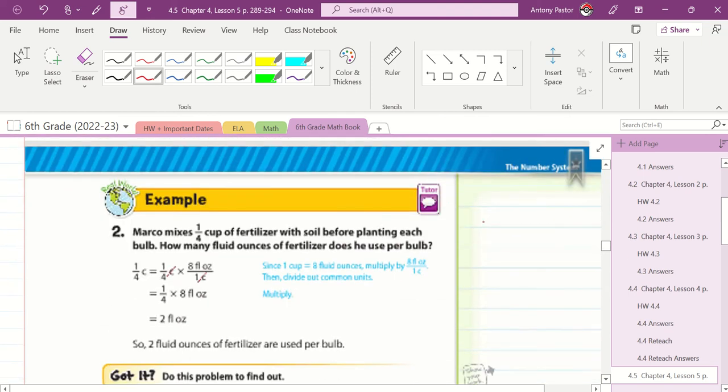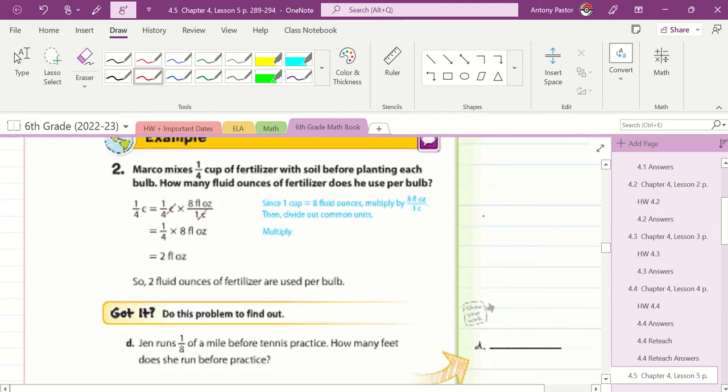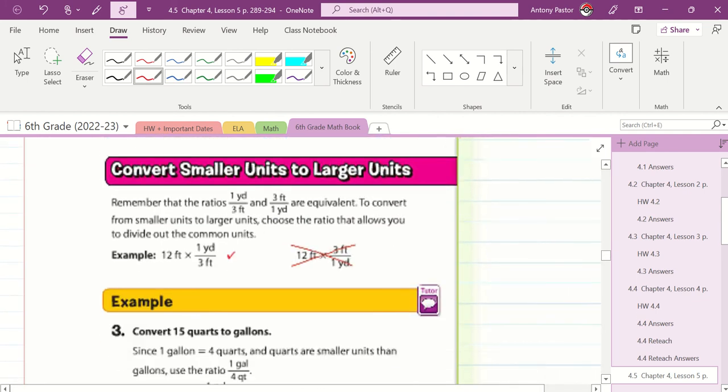Now, there is one other part that I need to teach you guys, and that is when it does not work with a unit ratio. And I know that's a little confusing, but let's go ahead and skip over these. Marco mixes 1/4 cup fertilizer with soil before planting each bulb. How many fluid ounces of fertilizer is used for each bulb? Yeah, you guys know how to do that. We just taught you that. But this is where everything changes. When we convert from smaller units to larger units, what we've been doing right now is converting larger units to smaller units.